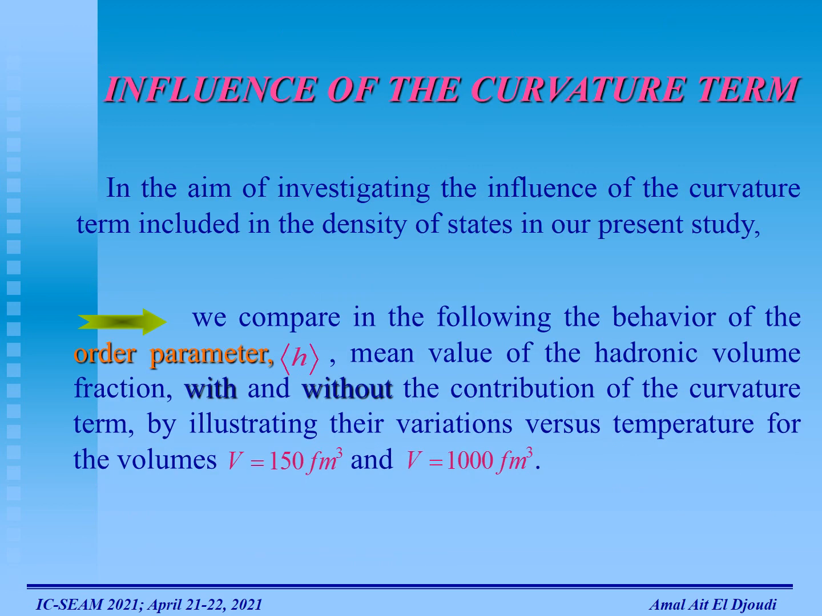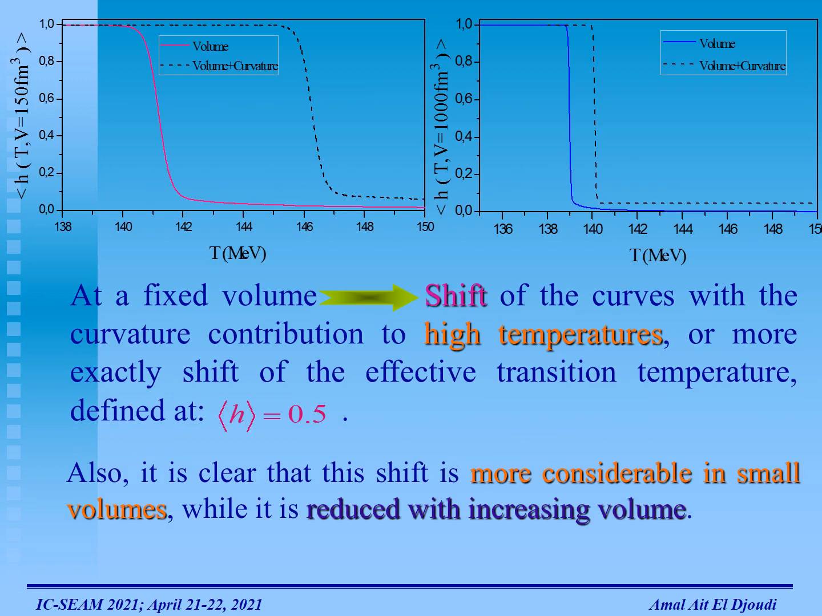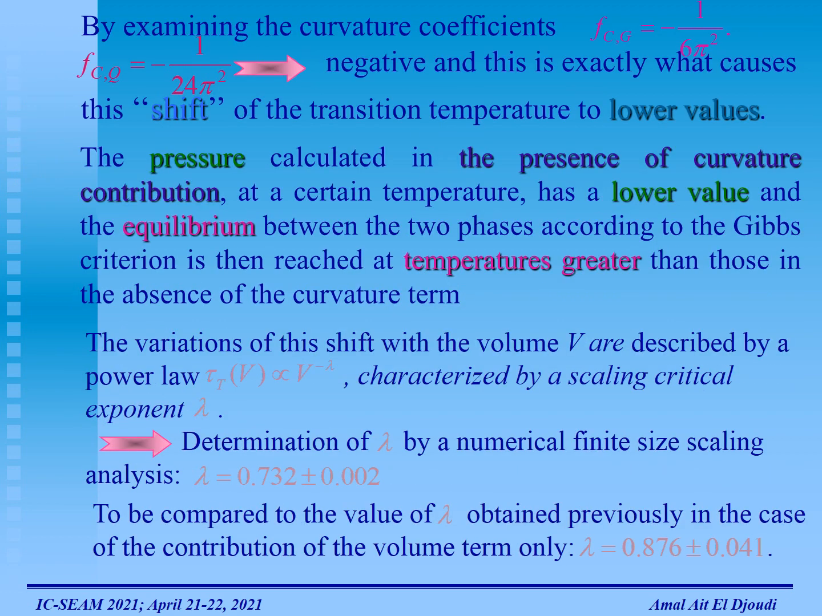Thus, we examine the behavior of the order parameter, which is nothing but the mean value of the hadronic volume fraction, with and without the contribution of the curvature term. This figure shows that there is a shift of the curves with the curvature contribution to high temperatures. Also, it is clear that this shift is more considerable in small volumes, while it is reduced with increasing volume.